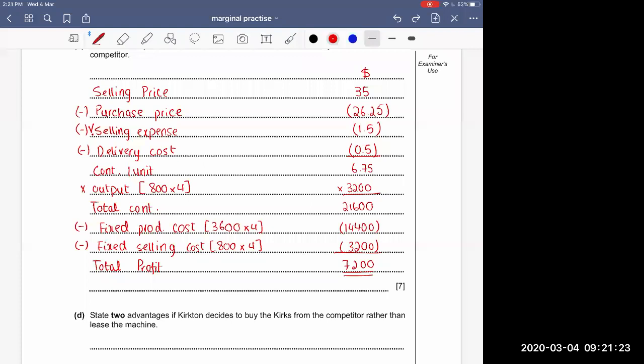Sir, it's not 3,600, it's 2,800 per month, because 800 is selling fixed cost. Production fixed cost is 2,800. 2,800 into 4, because we show both fixed costs separately, which is 11,200. And then we have fixed selling cost, which we have taken separately, 800 into 4. We can also combine both and do 3,600 into 4. And the total profit comes to 7,200. Right, kids? Moving on to the next part.